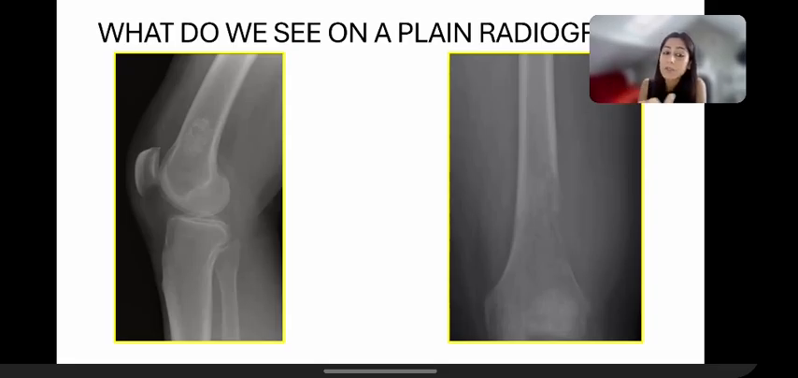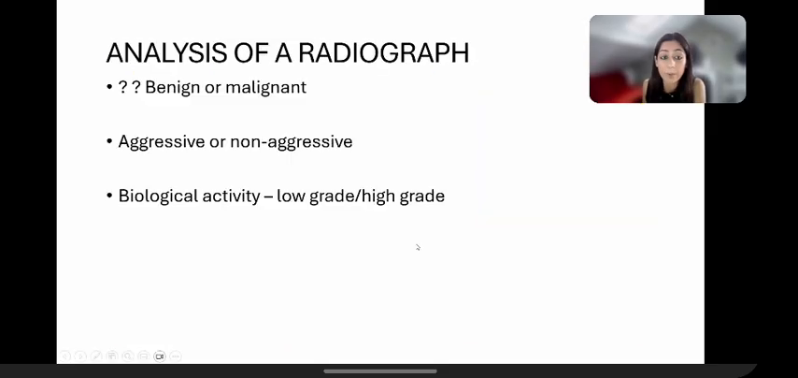So you don't see a bone tumor unless at least 30 to 50% of the trabecular bone is destroyed, because you actually are not seeing the tumor, you're seeing the destruction of the trabecular bone. So when you analyze a radiograph, what do you call it? Do you call it benign or malignant? Do you call it a pattern of bone destruction?